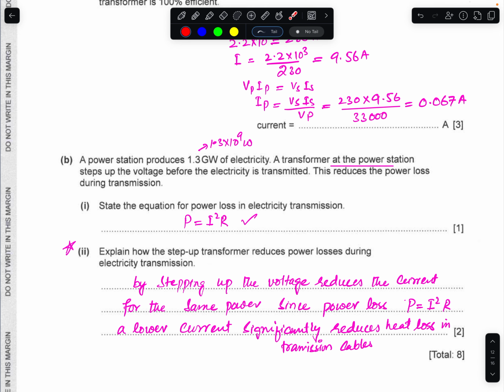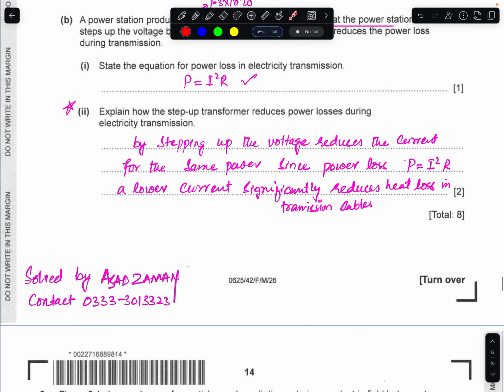Now a power station produces 1.3 gigawatts of electricity, 1.3 times 10 to the power 9 watts. Giga stands for 10 raised to the power 9. Now a transformer at the power station steps up the voltage before the electricity is transmitted. This reduces the power loss during transmission. State the equation for power loss, that is P equals I squared R. A very important question: explain how the step-up transformer reduces the power loss during the electricity transmission.